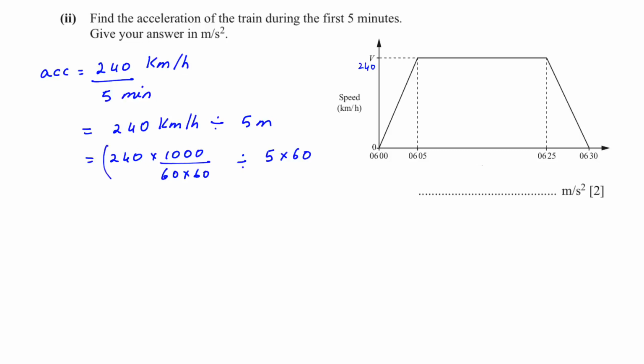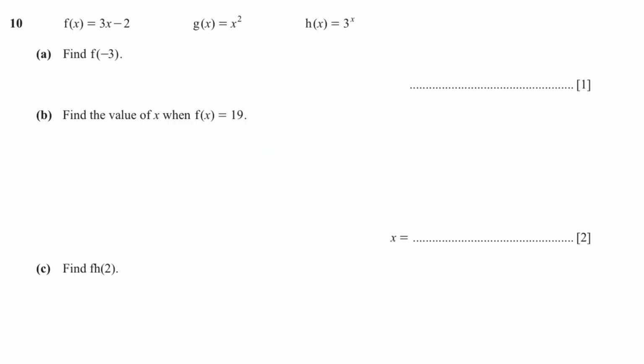Now put this whole thing in the calculator with proper brackets and you will get 2/9 meters per second squared. Question number 10. Part A. Find f of -3. So in place of x, we will substitute -3 and we'll get -12. B. Find the value of x when f of x is equal to 19.